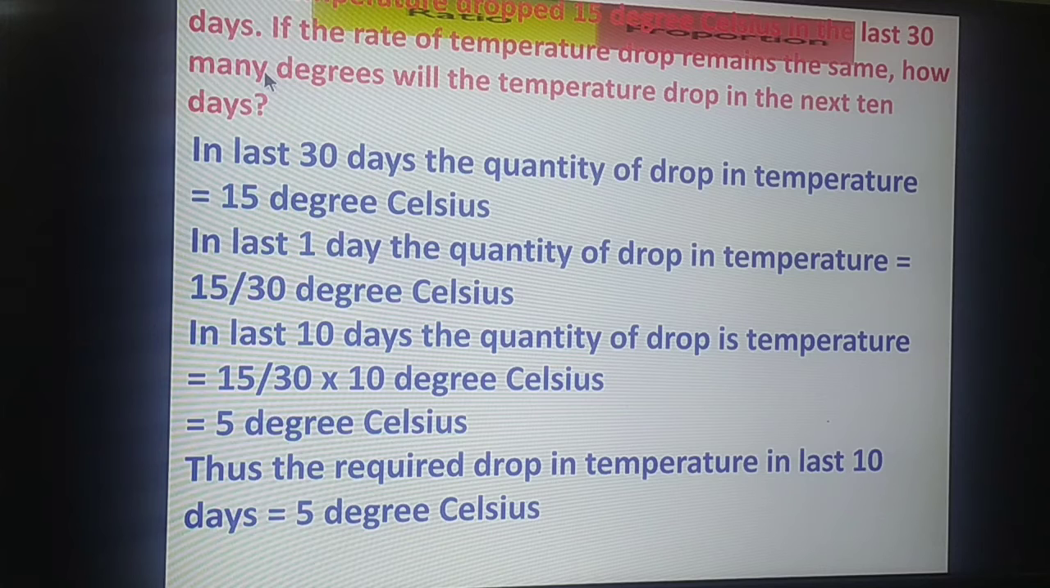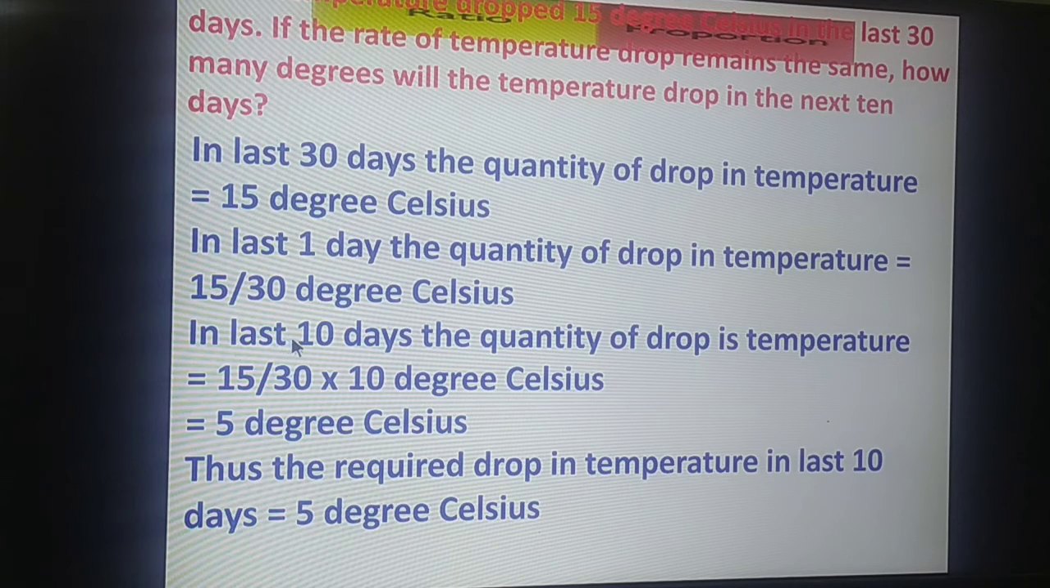Now the fifth problem: temperature dropped 15 degrees Celsius in the last 30 days. The rate of drop remains the same. How many degrees will the temperature drop in the next 10 days? In 30 days the temperature dropped 15 degrees Celsius. So in one day it is 15 divided by 30 degrees Celsius, that is 0.5 degrees Celsius drop per day.